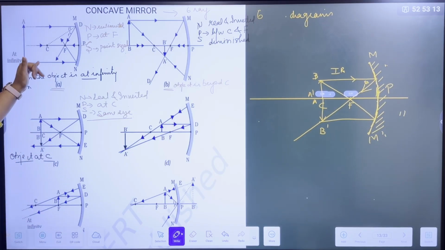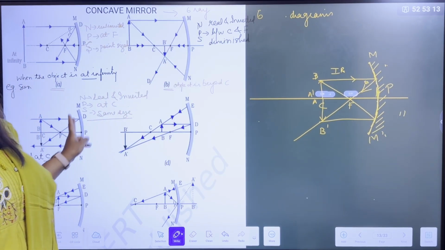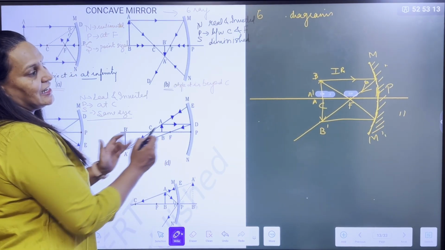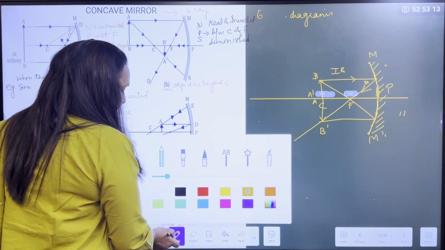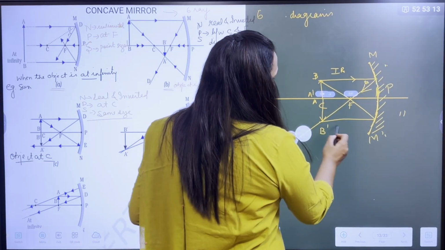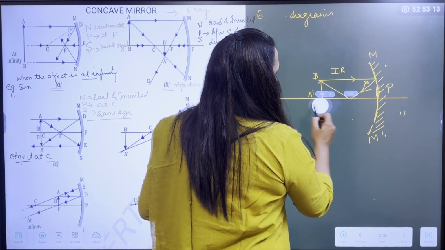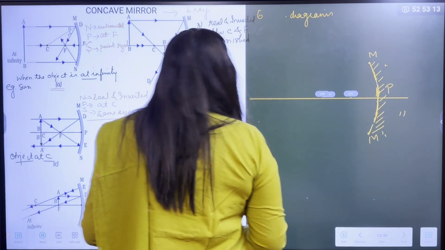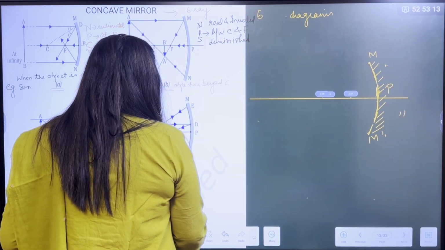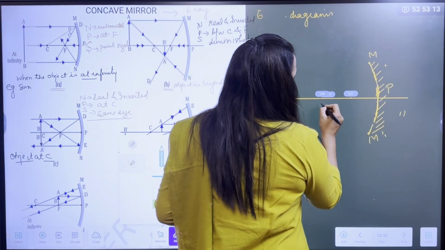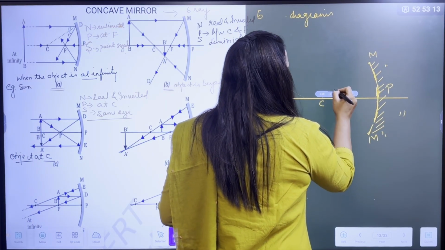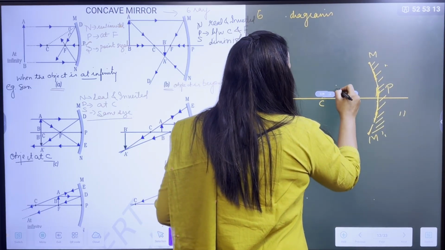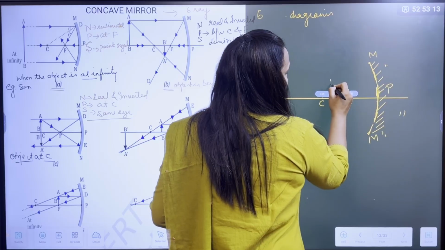Now, first infinity, second beyond C, third ray diagram object at C. It means fourth position is between C and F. In the meantime, guys, please draw the skeleton diagram. I am erasing this. Chalo, shall we start? Hope everybody is ready with their skeleton diagram. This is C, this is F, this is the object A, B.